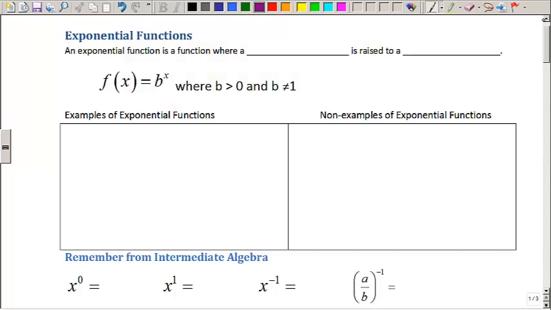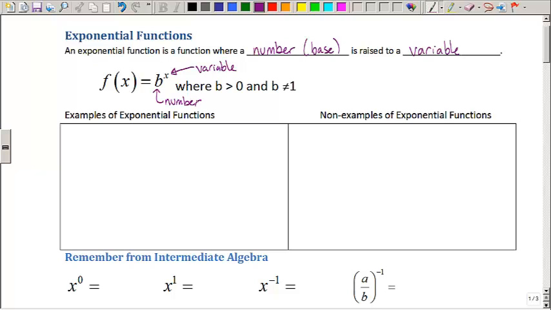This section is titled Exponential Functions. An exponential function is a function where a number, called a base, is raised to a variable. We have f of x equals b to the x. Notice b is the number, or constant, and x is the exponent, which is the variable.